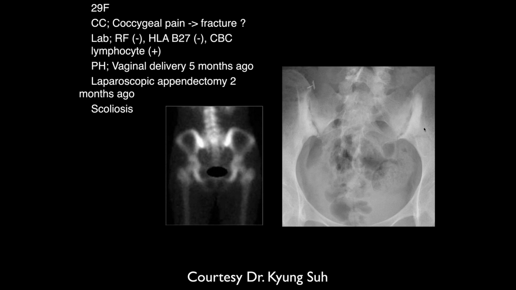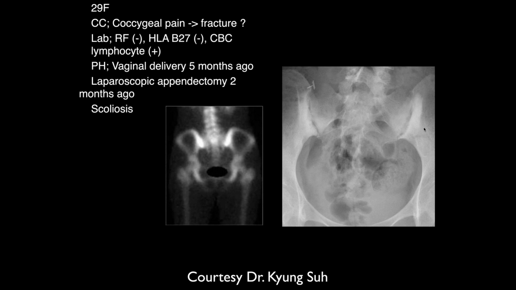This is a 29-year-old female with coccygeal pain. They're concerned about a fracture. She does have negative serology, but positive lymphocytes in the CBC. And she had a vaginal delivery 5 months ago and an appendectomy 2 months ago, and she also has scoliosis.